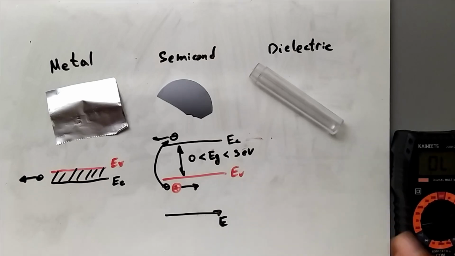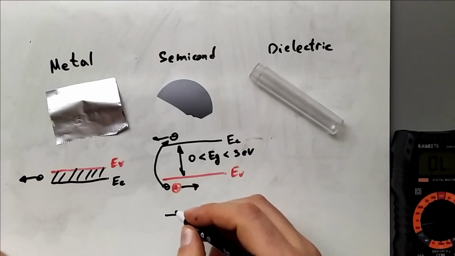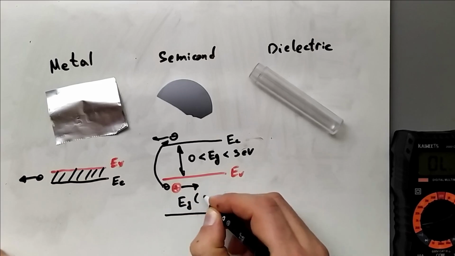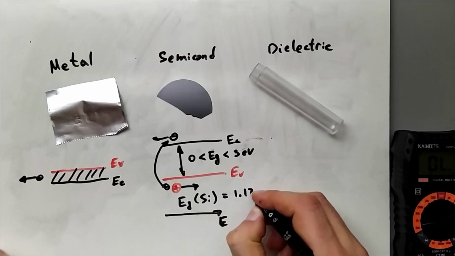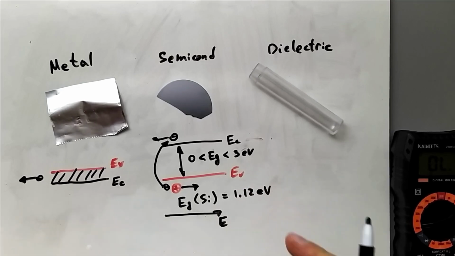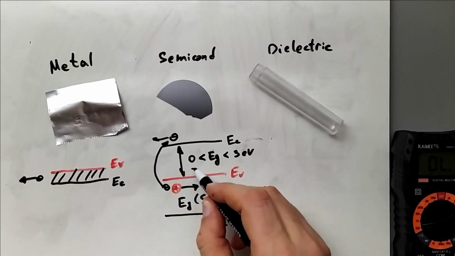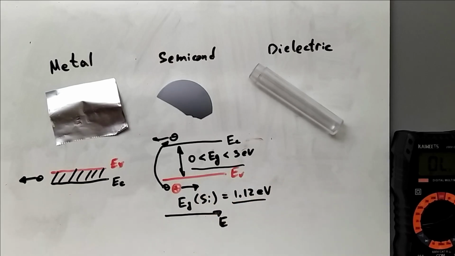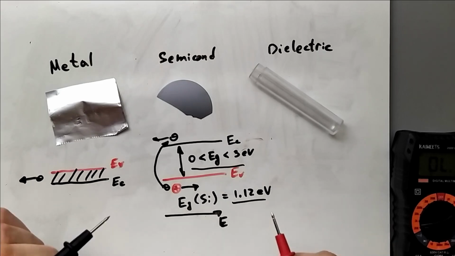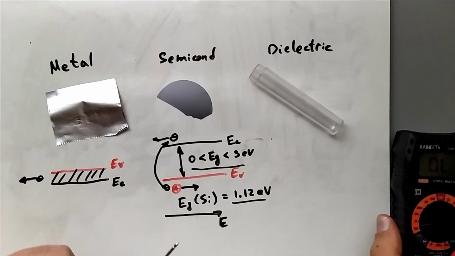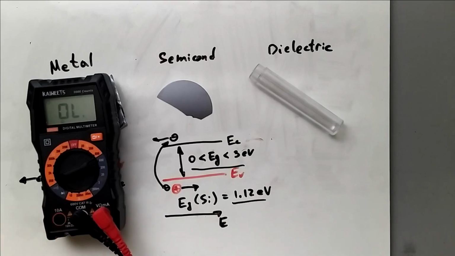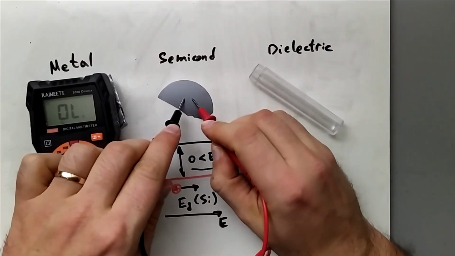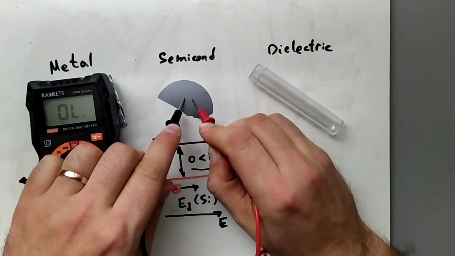And by the way, this is a silicon wafer, and the band gap of silicon is equal to 1.12 electron volt. So you see this value is in the range for semiconductors, and that's why silicon is a classical semiconductor material. So let us now try to measure its resistance, between these two electrodes. We see there is nothing.